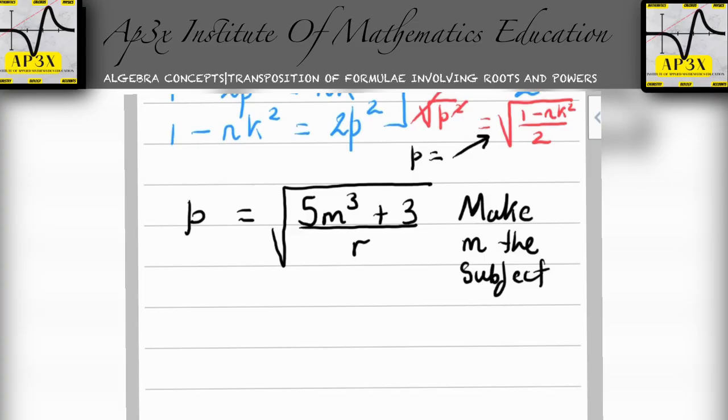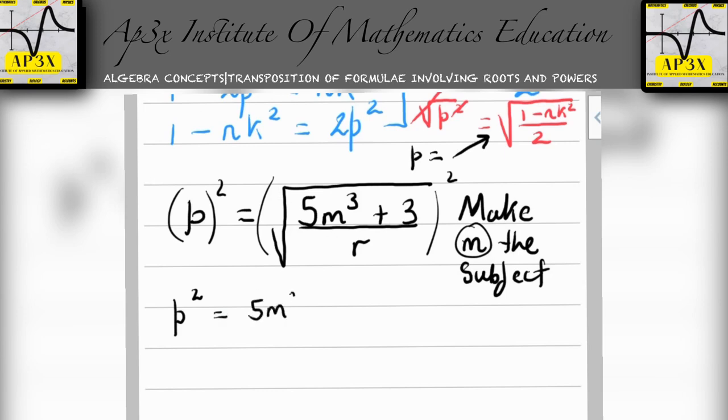So let us start off here. Obviously we're going to have to square both sides to remove the square root, because our subject here is under the root, so it's covered by a square root. So we're going to square the left side, which is going to be p squared. Remember that we square the left, and we also square the right. So p squared is equal to whatever is under the root, so that's going to be 5m cubed plus 3 divided by r. Bear in mind that the p squared is a numerator.